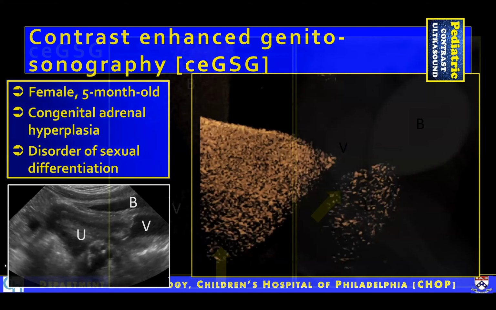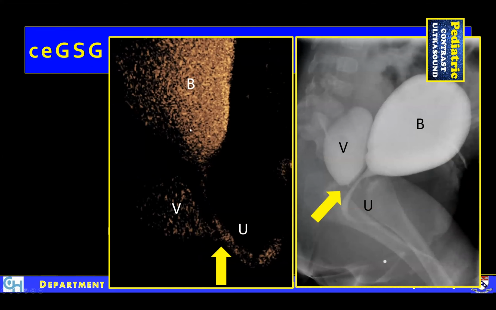And if you look carefully, you'll see this is the bladder, the urethra, but there is a connection of the urethra to the vagina. So you have a urogenital sinus here. The vagina is connecting here. This is the fluoroscopic image, and this is the contrast-enhanced genitosonography image showing the same thing.